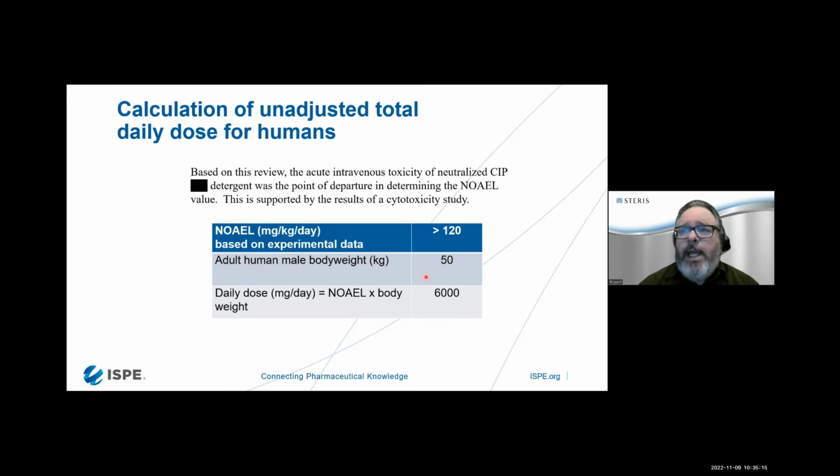So here, in this case, we have a NOEL value of greater than 120 mg per kg per day, and that's based on an intravenous toxicity study. And we have the adult male body weight of 50 kilograms. And then we have our daily dose, which is that NOEL value times the body weight of 6,000.